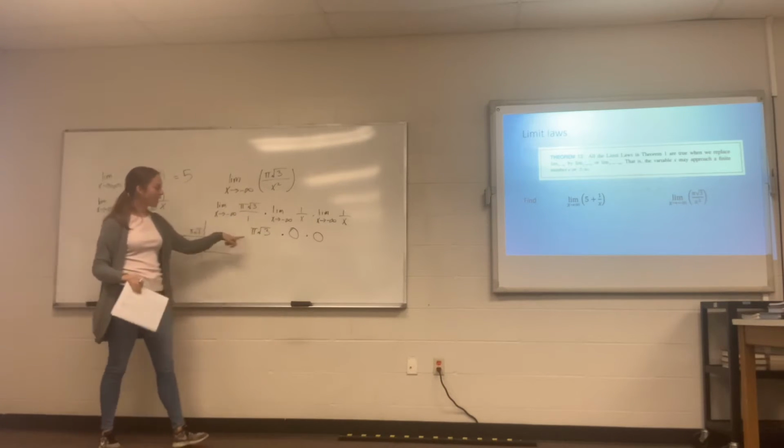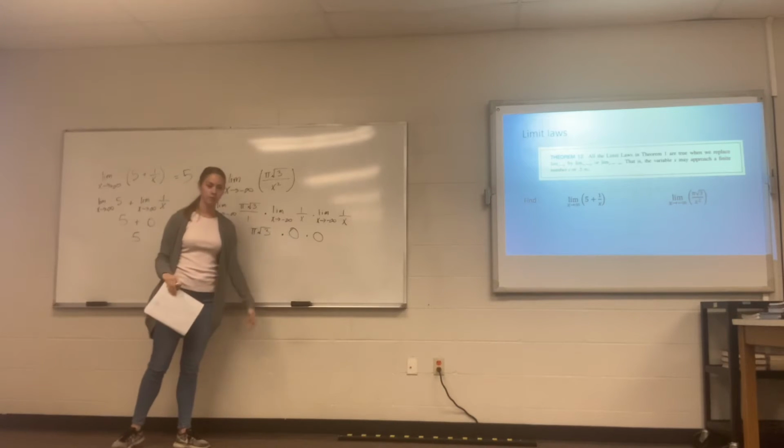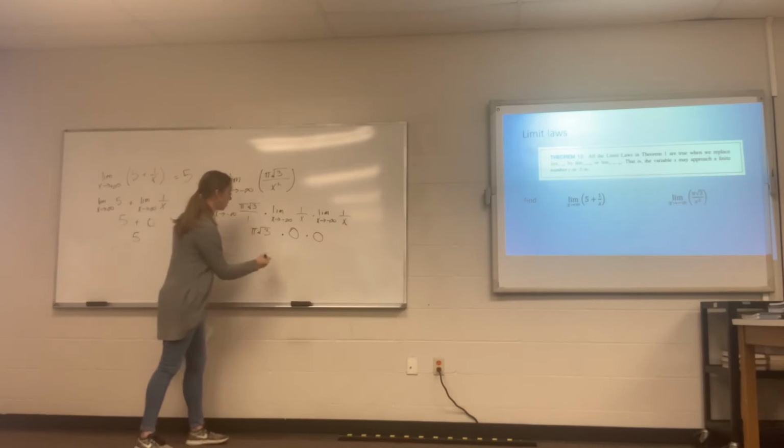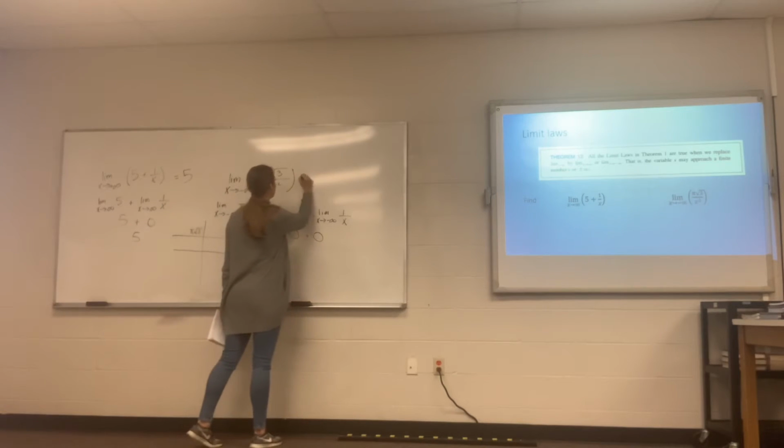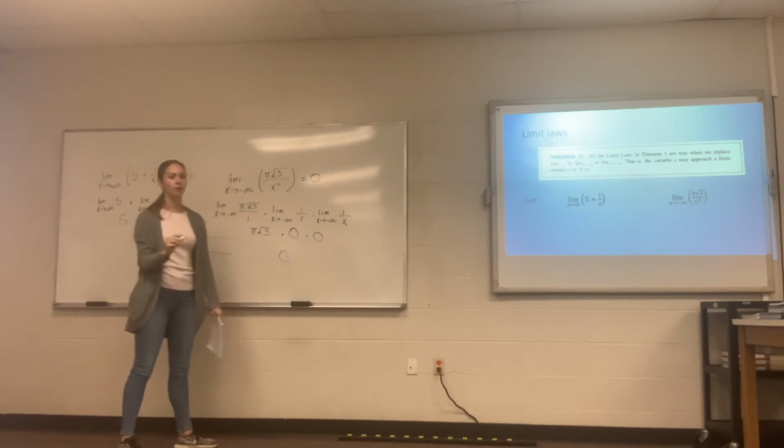So now if I take pi square root of 3 times 0, I'm just going to end up with 0. Okay, so my answer for this one is going to be 0.